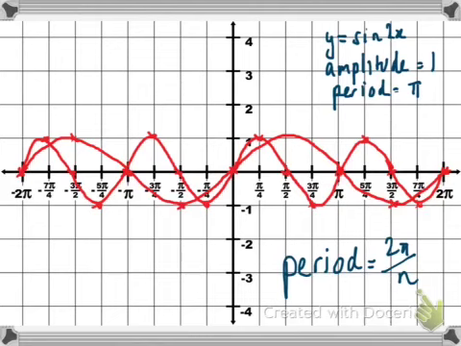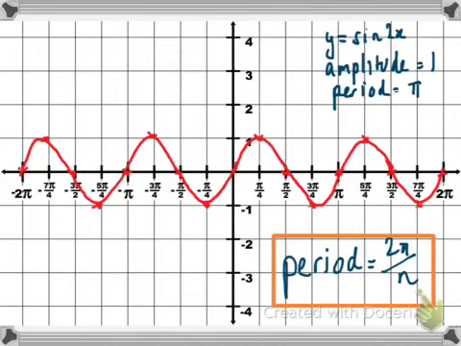Okay, so there it is. Original graph, period is halved. Now, there's a formula for finding the period, and I've put it down here. It's 2 pi over n. Okay, now what is n?